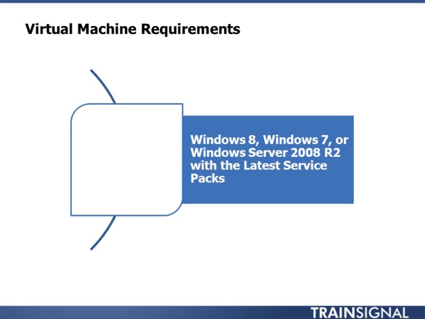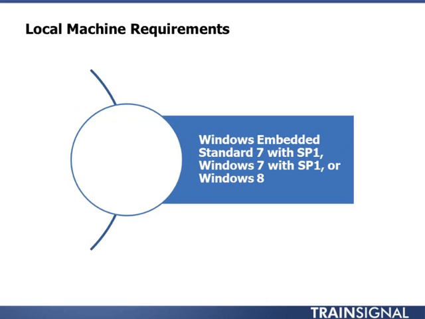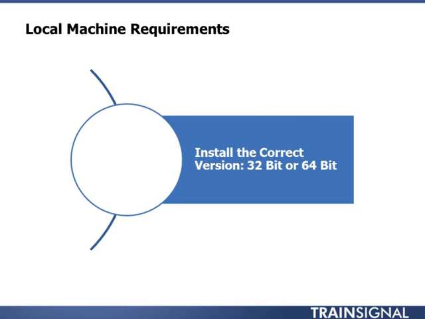The virtual machines can be running either Windows 8, Windows 7, or Windows Server 2008 R2 with the latest service packs. For your local machine requirements, the local computer must be running Windows Embedded Standard 7 with SP1, Windows 7 with SP1, or Windows 8. The VDI plugin also comes in two formats, a 32-bit and a 64-bit version. You have to make sure that you install the correct version for the platform that you're running on.